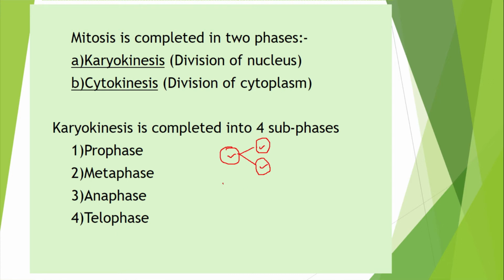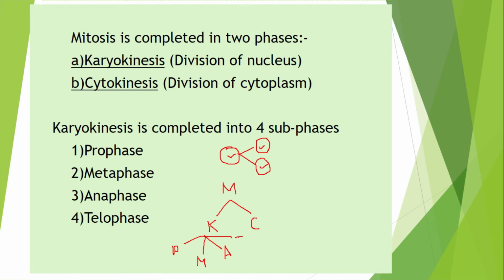Now we are studying mitosis. Mitosis is completed in two phases. The first phase is called karyokinesis and the other phase is called cytokinesis, where karyon means nucleus and kinesis means division, cyto means cytoplasm and kinesis means division. Karyokinesis is again completed in four subphases. How can you keep these four phases in mind? First one is P for prophase, second is M for metaphase, another is A for anaphase, and the last one is T for telophase.